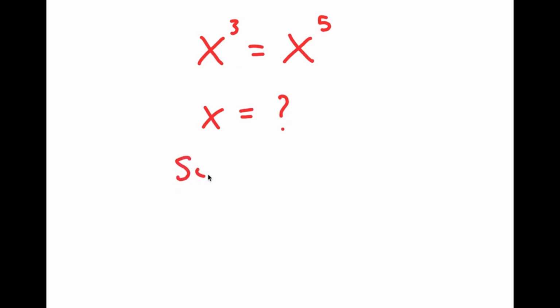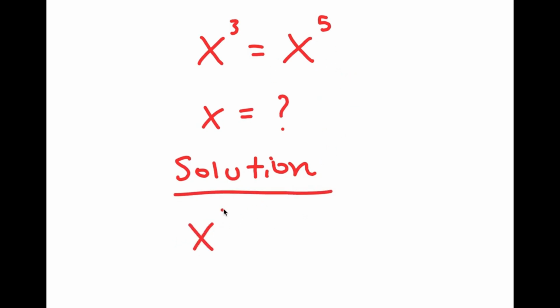Alright, so in this video, I'm going to be solving the equation x to the power of 3 is equal to x to the power of 5. So my only variable in this equation is x, so that's what I'm going to be solving for. And now for my solution, I'm going to rewrite my equation down here so I have a little more solving space. So my equation is x to the power of 3 is equal to x to the power of 5.